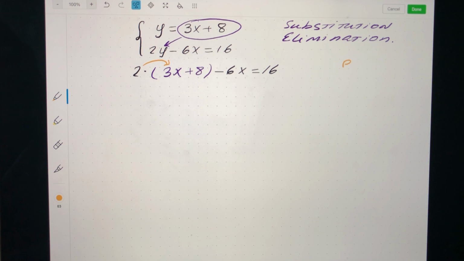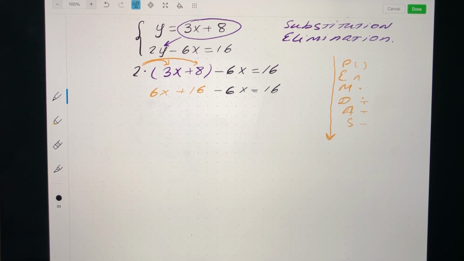Order of operations is PEMDAS. So parentheses, exponents, multiplication, division, addition, subtraction, and we're simplifying in descending order. So 2 times 3x makes 6x, 2 times 8 makes 16, and then the rest of the question as it was, minus 6x, 16. Now we notice that a lot of things cancel, namely 6x minus 6x, and that leaves me with 16 is 16, which is always true.